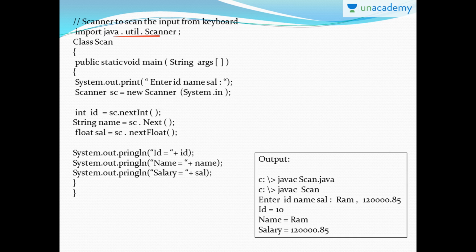And Scanner sc = new Scanner(System.in) will be written, and then the id is read with nextInt, because I want the id to be entered first, and that is an integer value. Then name is a string, therefore I'm using String here, and salary can be of float type, therefore float salary is equal to sc.nextFloat.